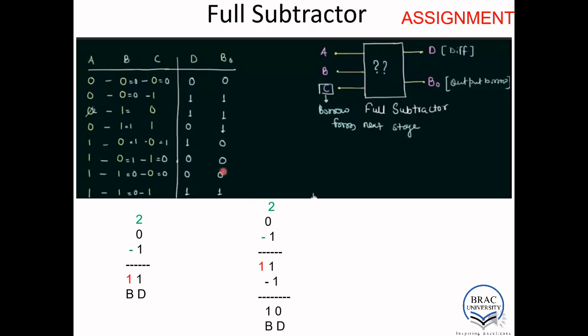So I think you understood that truth table. Now you need to find the equations for D and B naught. You need to do the K-map for them and you can find the equations. Whenever you find the equations, you need to draw the schematic diagram. That will be your full design for the full subtractor. So this is your assignment. I suggest you do it by yourself.